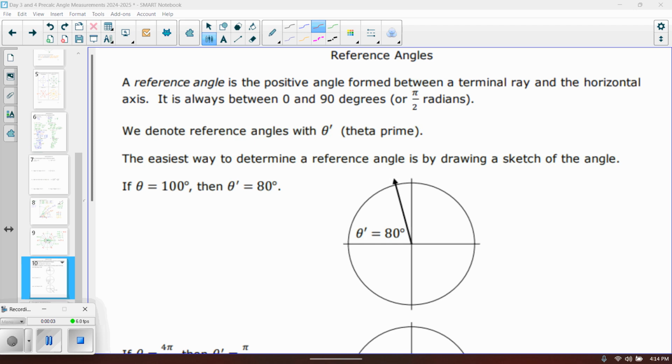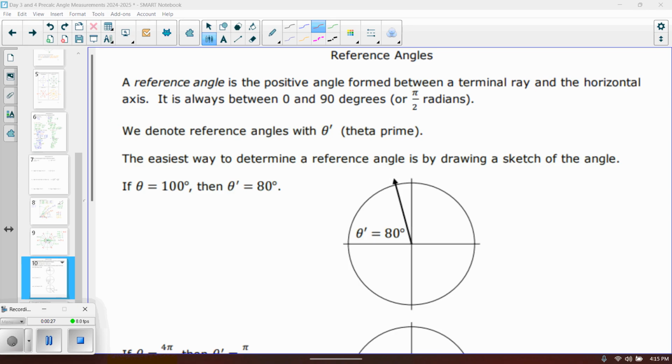Okay, in our third and final video for the day, we are talking about reference angles. As I mentioned at the very end of the second video, a reference angle is basically a positive angle formed between a terminal ray and the horizontal axis. It is always between 0 and 90 degrees, or 0 and pi halves radians if we're dealing with radians.